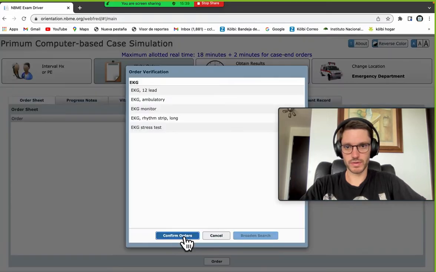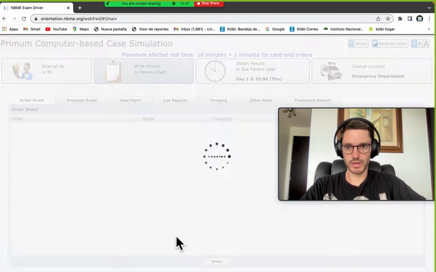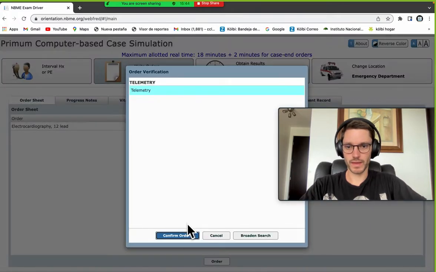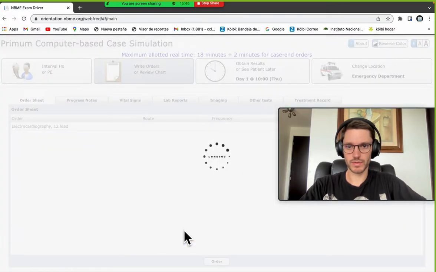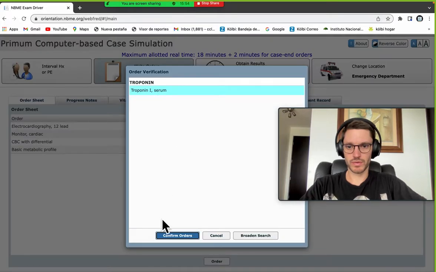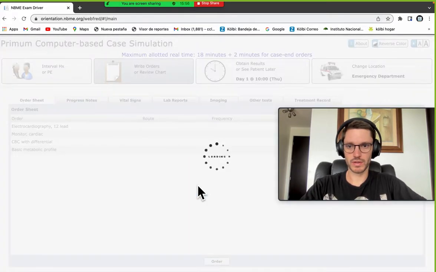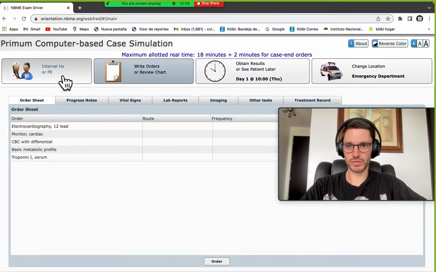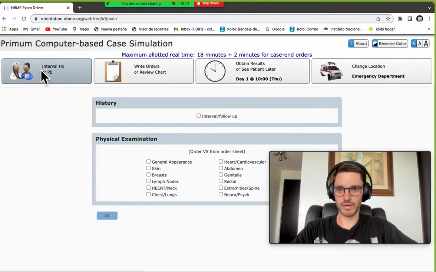Telemetry, confirm orders. 12 lead. Telemetry. Okay. CBC with differential. BMP. Troponin. That's a good place to start. And we want the physical, so we want general appearance, skin, chest and lungs, heart, cardiovascular. This won't change much, so I don't need it.